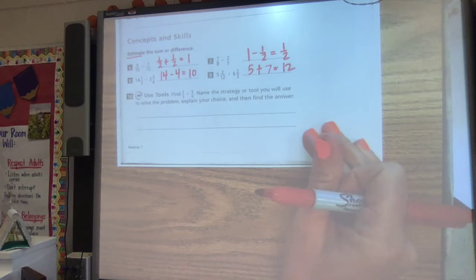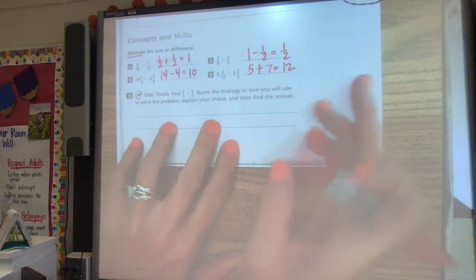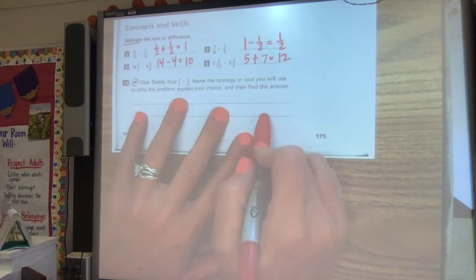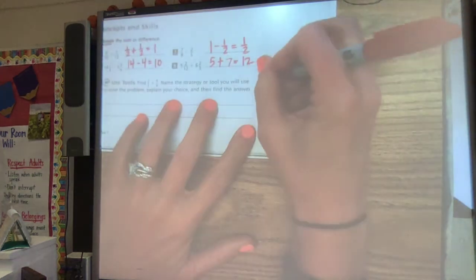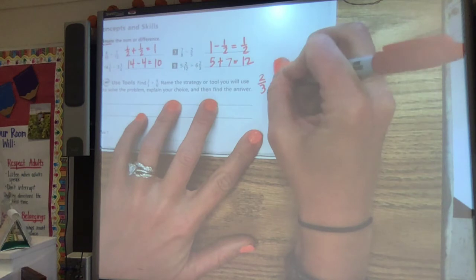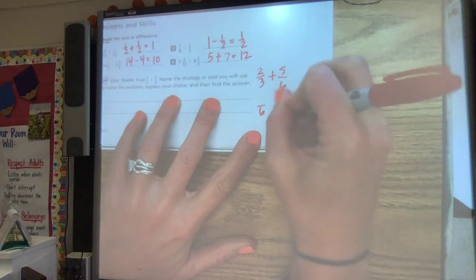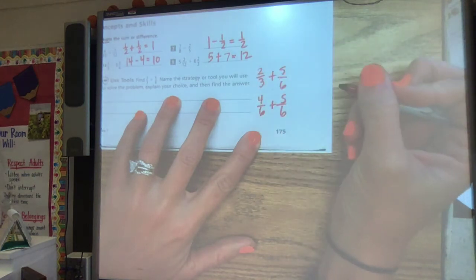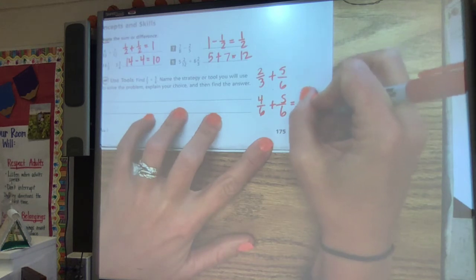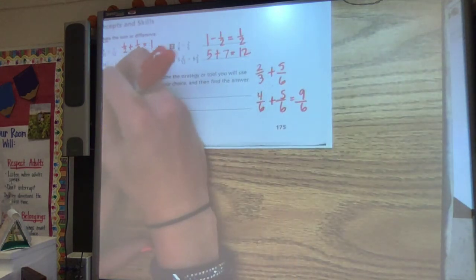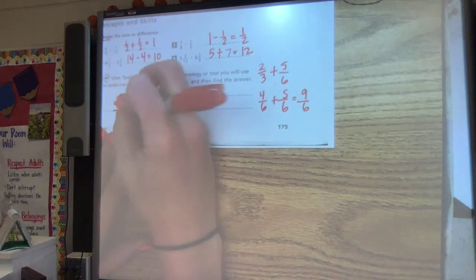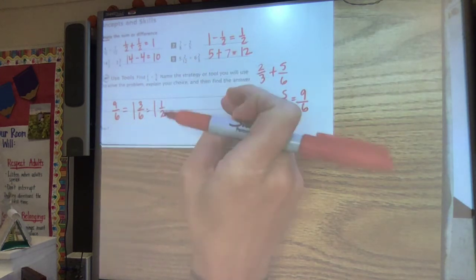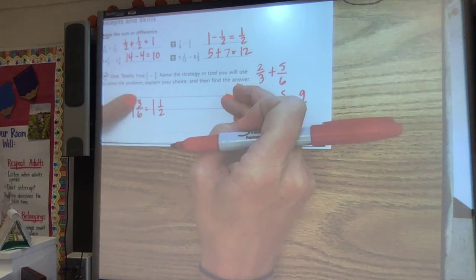Number 10 says find 2/3 plus 5/6. Name the strategy or tool you will use to solve the problem. There are lots of different strategies and tools that we can use. I think I would just want to use a common denominator because I can already think of one. I know that they have a common denominator of 6. And I know that 2/3 is equivalent to 4/6. And 4/6 and 5/6 is 9/6. I know that's called an improper fraction. 6 goes into 9 one time with 3/6 left over, or 1.5. I know there's 6/6 in there and 3 more sixths left over.